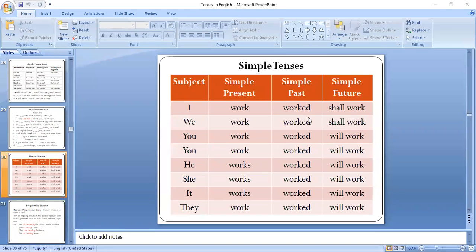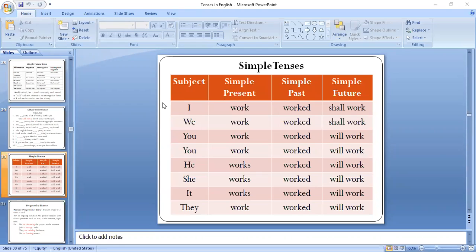If subjects are like pronouns, then what will be the verb for the simple present? What will be the verb for the simple past? What should be the verb for the simple future? Okay, that is written in this chart. So if I is the subject, the simple present verb will be work.